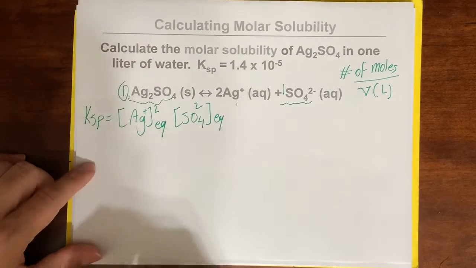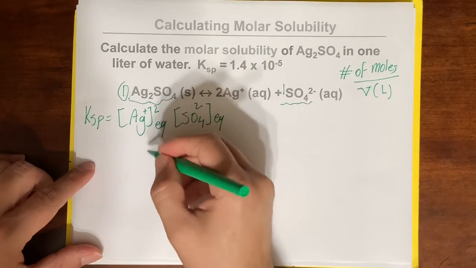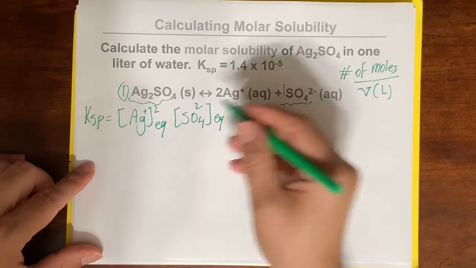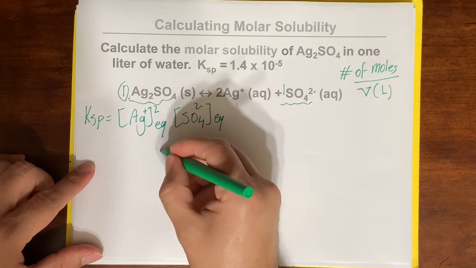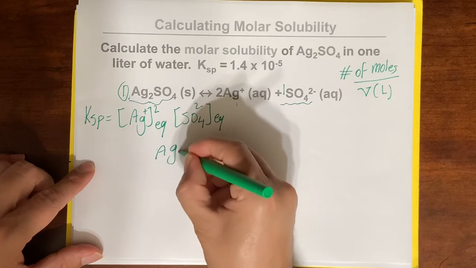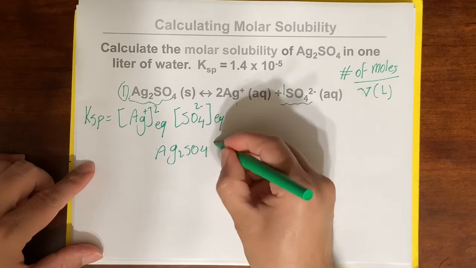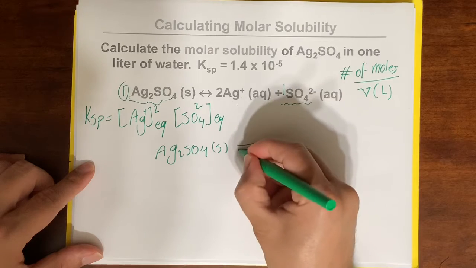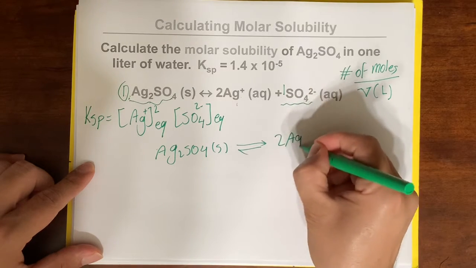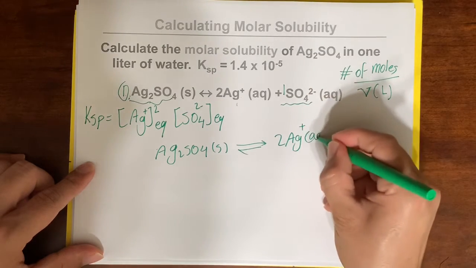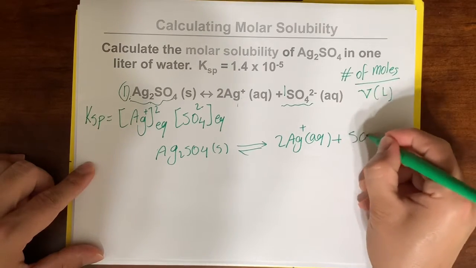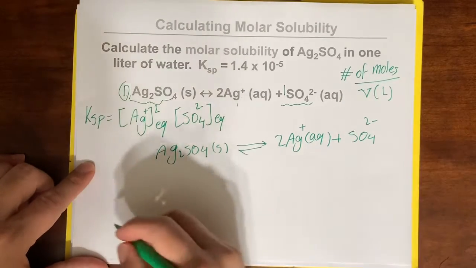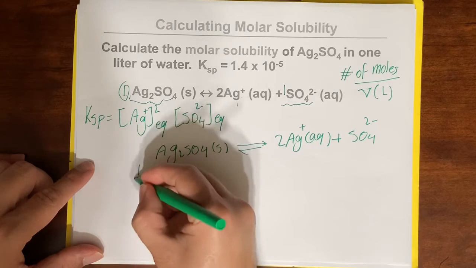Okay. Now, I'm going to say here Ag2SO4 solid under equilibrium with 2 mole of Ag plus and 1 sulfate. Okay. Now, let's write the initial concentration.